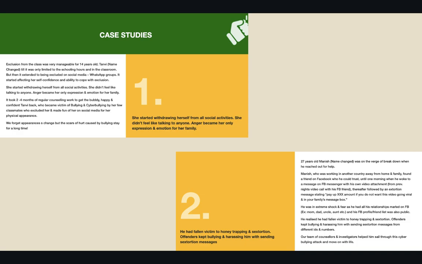Option 1 is about a young lady, a 14-year-old girl who started withdrawing herself from all social activities. People began to take notice of it because her anger became her only expression and emotion for her family. But it took her about 2 to 4 months of regular counseling just to get back to the normal young lady she was. So again, students had to read this case study and then come up with a report of what they learned and ways that these kinds of things can be avoided with cyberbullying.